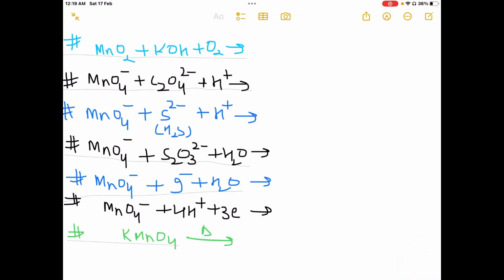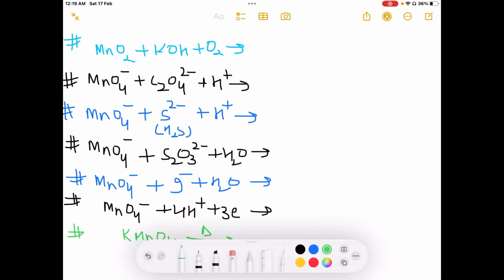So in this case, let's start with the first reaction here. We are having MnO2 with KOH and O2. This reaction is the preparation of potassium permanganate. So the answer here will be KMnO4. In second, that one is a redox reaction. As the medium is acidic, permanganate changes to Mn2 plus, and oxalate changes to CO2 in this case.